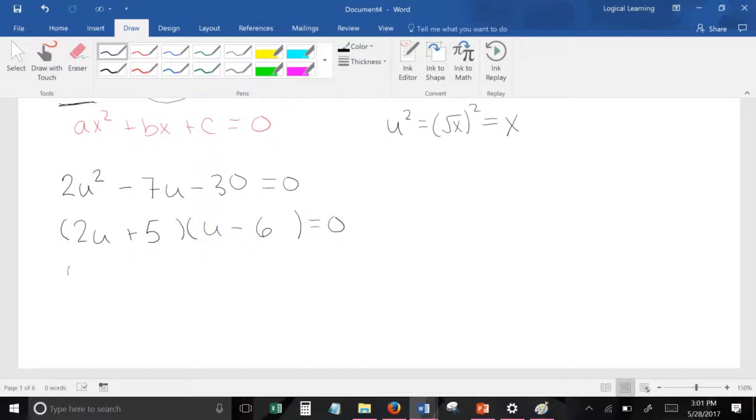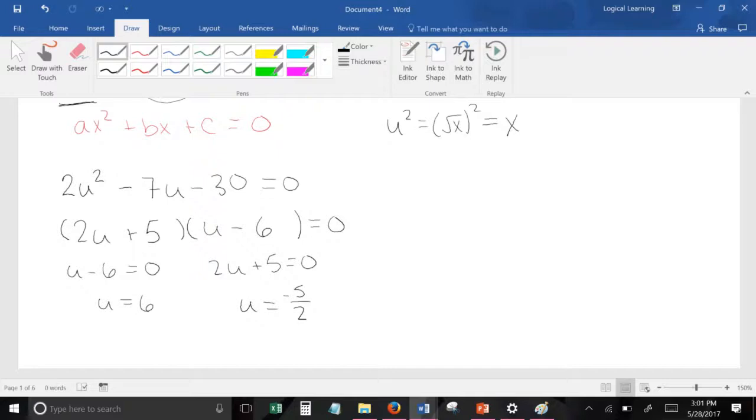So we go ahead and use the zero product property, and we solve for u. So here u equals 6, and here u equals negative 5/2.